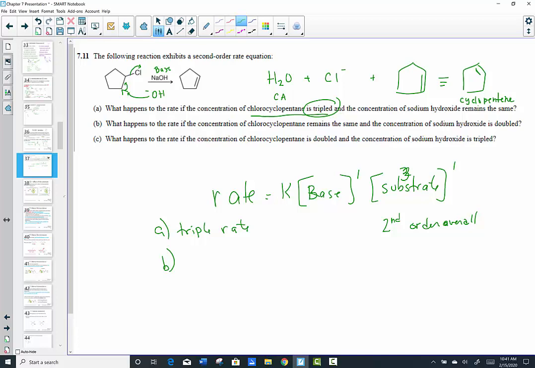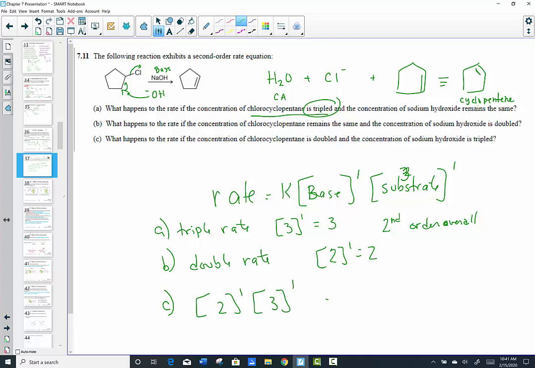If the chlorocyclopentane remains the same, but you double the sodium hydroxide, again here you would simply double the rate. Rate is equal to the base to the first order, so if you doubled the base, you will double the rate. The other one gave us a triple the substrate, it's first order, so you can see you would triple the rate. And in letter C, what if the chlorocyclopentane is doubled? And what if the base is tripled? 2 times 3, it would be going 6 times faster. First order with respect to each of the reactants.